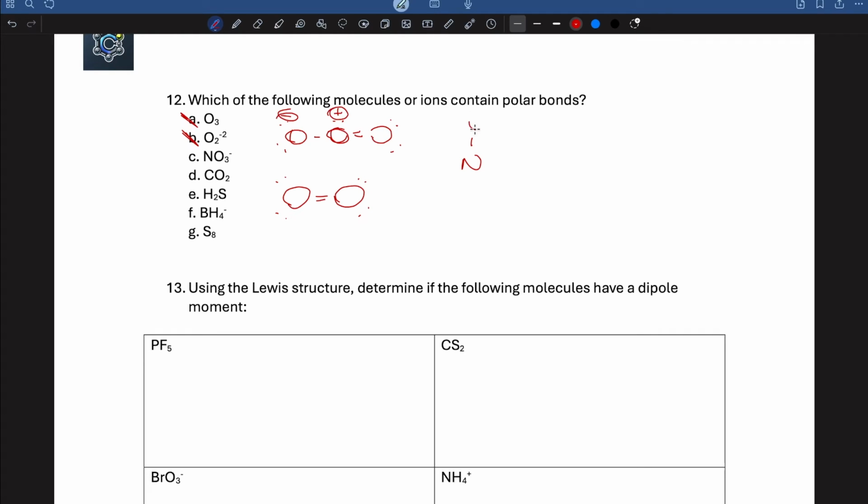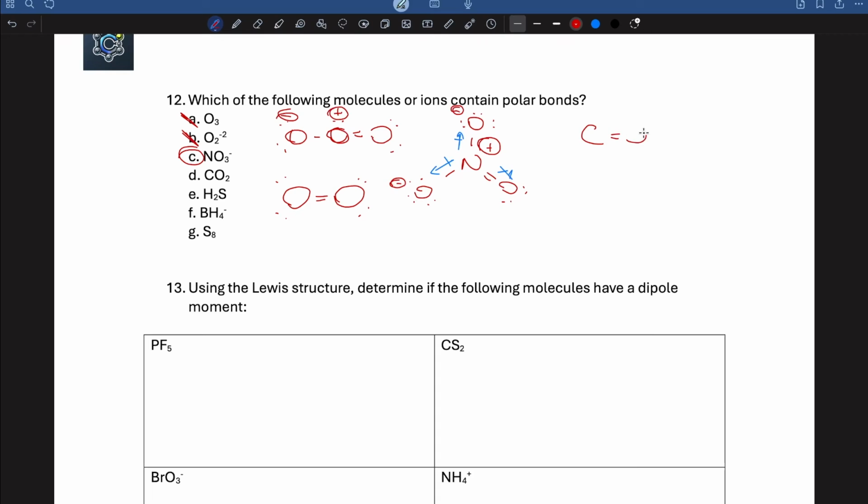NO3 will look like this. The oxygen with the double bond is definitely neutral, while the ones with single bonds are both going to be negative. And nitrogen ends up positively charged. So the overall charge of this is -1, which makes sense. And each of these bonds is actually polar. Oxygen-nitrogen bonds are definitely polar. And so this is one of the correct answer choices.